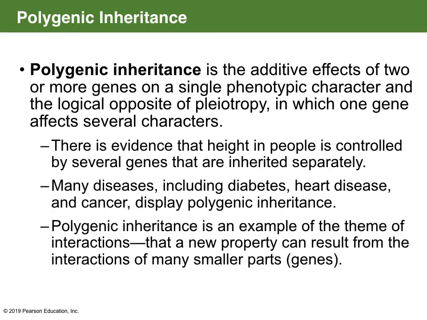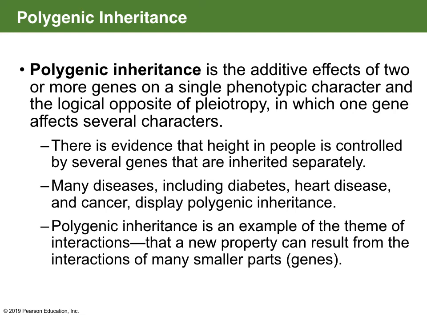All right, so I'm passing over the themes there. Pleiotropy: you're going to have one gene affecting multiple characters. Polygenic inheritance. Poly says what? Many. So polygenic inheritance is where two or more genes, a poly number of genes, affect a single phenotypic character. So it's sort of the opposite of pleiotropy, right? One gene affecting several characters is pleiotropy. Polygenic inheritance is where multiple genes affect a single character.